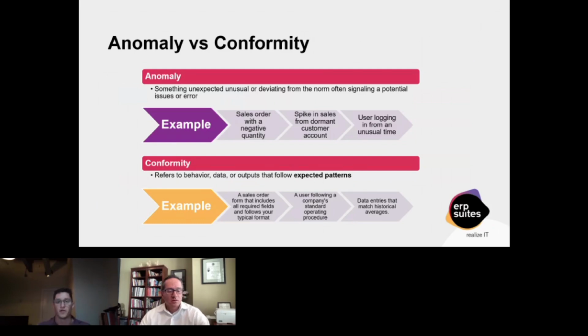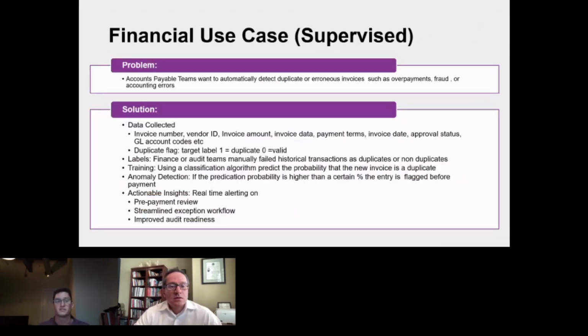So with that, I'm going to hand it over to Manuel to take you through a financial use case on the supervised learning side of things, where you actually understand the data and it's in a tabular format. Thank you, Drew, and great baseline on anomalous and conformity, because those are both, as you described, equally important to have a highly useful and accurate model. Here, specifically, when we look at the supervised model, we're talking about accounts payable, wanting to automatically detect erroneous invoices, like overpayments, fraud, or accounting errors.